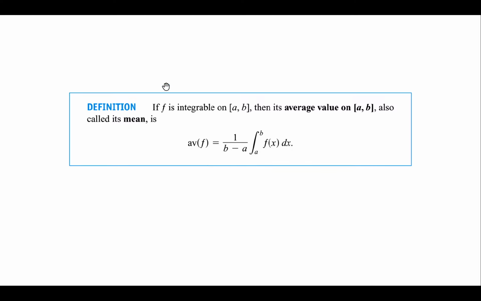And we can also find the average value of an integrable function on the interval a to b by using this definite integral, which is basically 1 over b minus a times the definite integral. That will help us find the average value of the function, which is also called the mean.